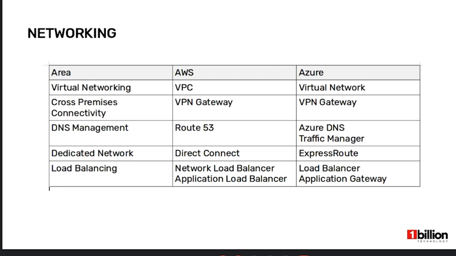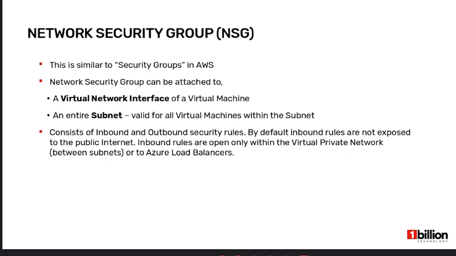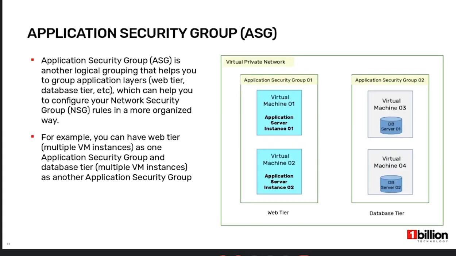As you know, Direct Connect is the private line of each cloud vendor. Direct Connect is AWS. ExpressRoute is the name given in Azure. When it comes to layer 4 load balancing, in AWS we call it network load balancing. Layer 7 is application load balancing. Same in Azure: load balancer is layer 4, and application gateway is layer 7. And when it comes to security groups, the name given in Azure is network security group. Same thing, only the name is different.